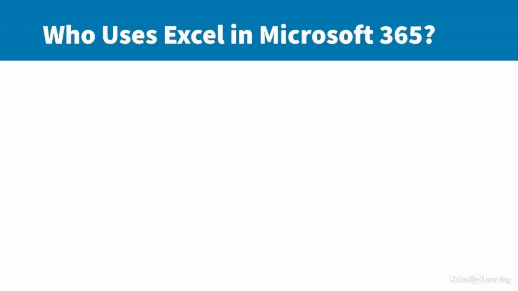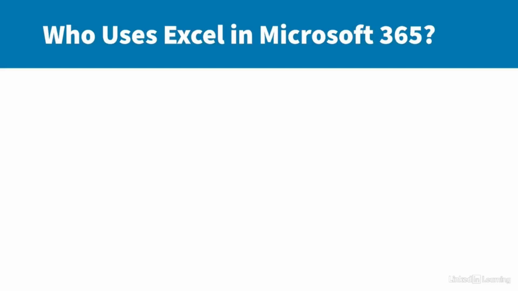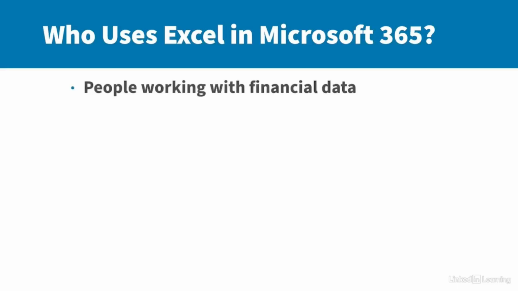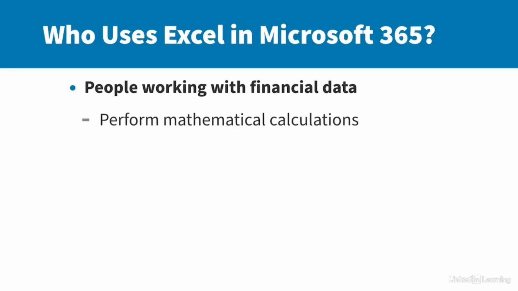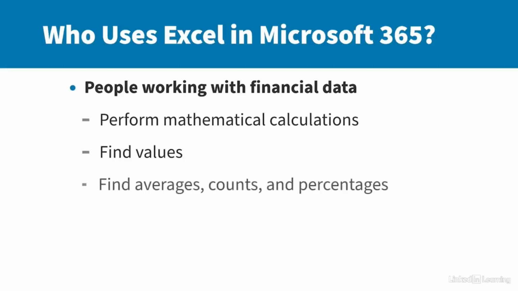In Excel, a formula or function will typically be used to run calculations on data that is found in other cells. So, who uses Excel and what for? Well, quite often Excel is used by those who work with financial data. Excel will be used to perform basic mathematical operations like totaling up columns or rows of data. It'll be used to find values such as profits or losses, or even the maximum or minimum values in a specified range of data. Other useful calculations include finding averages, number counts, and percentages.